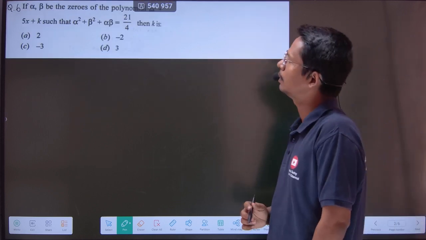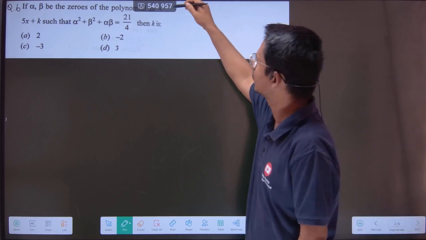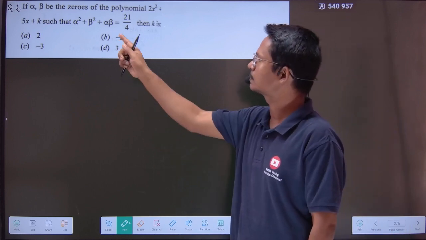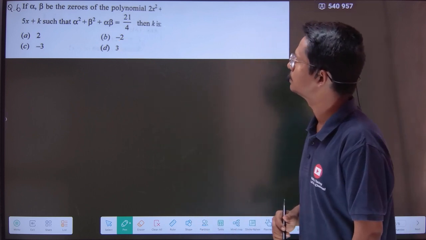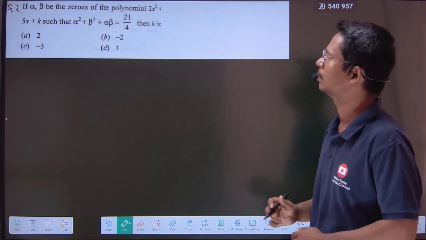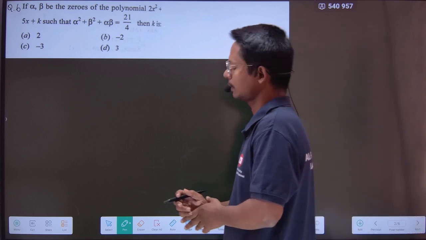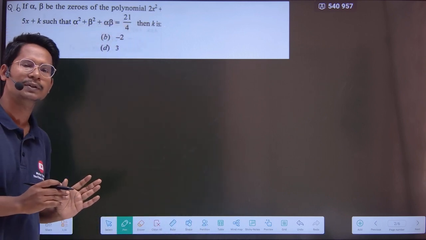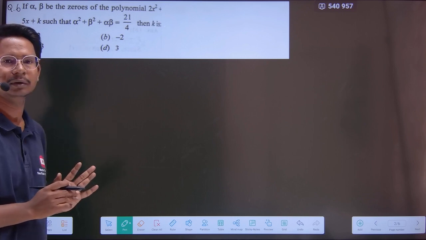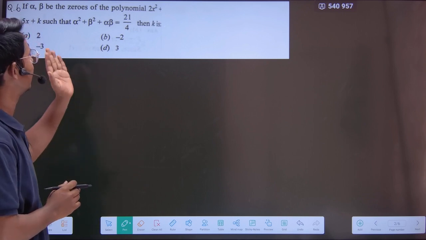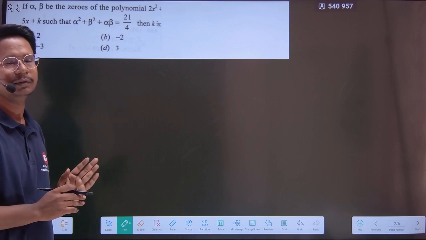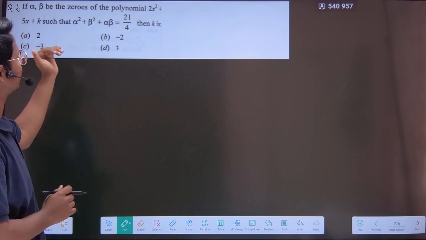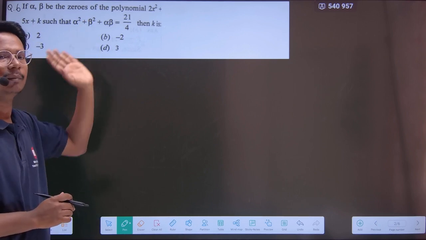Sixth one. If alpha and beta are the zeros of the polynomial 2x square plus 5x plus k, such that alpha square plus beta square plus alpha into beta equals 21 by 4, then you need to find the value of k. Again it is simple. We know that alpha plus beta can be expressed with the help of coefficients, and the product of zeros can also be expressed with the help of coefficients. So we try to make a relation.